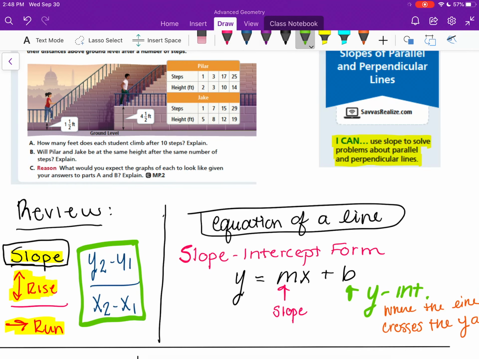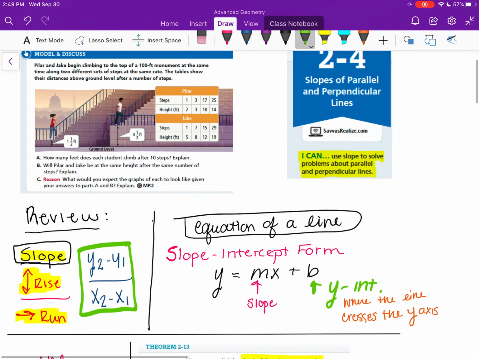I also want to review that an equation of a line can be written in slope-intercept form. This is not the only form, but it is the form we are going to be using for this section, which is y equals mx plus b, where m is the slope and b is the y-intercept that represents where that line crosses the y-axis. We need to review both of those things.